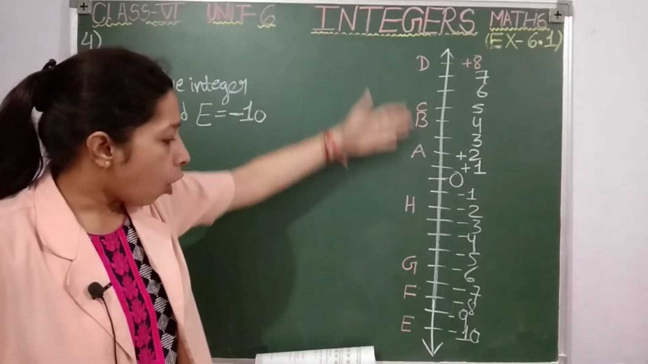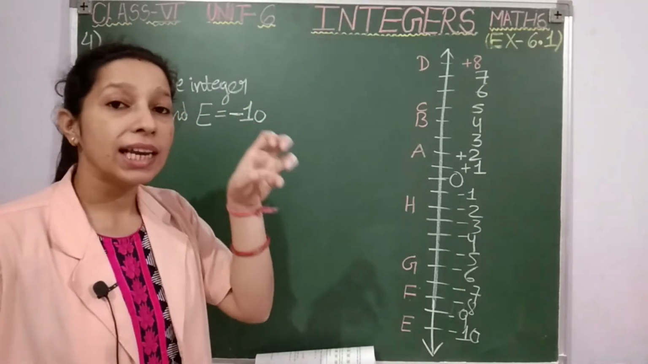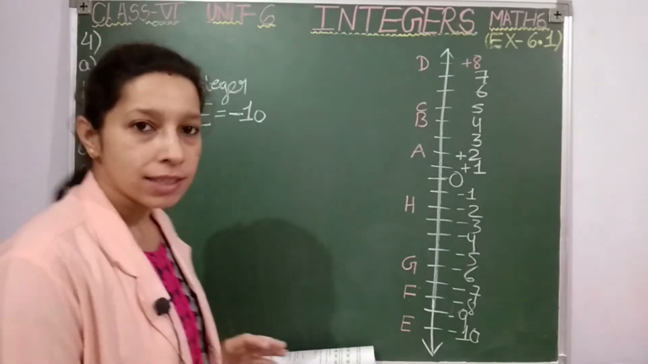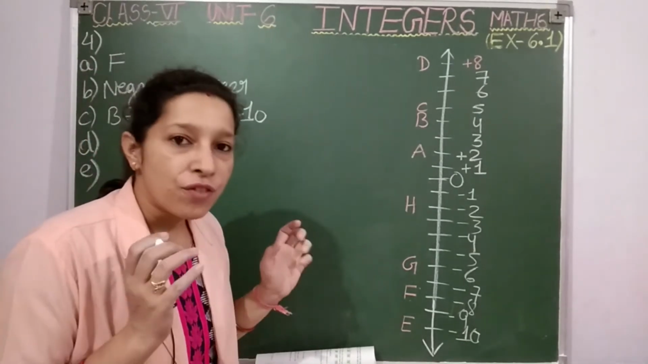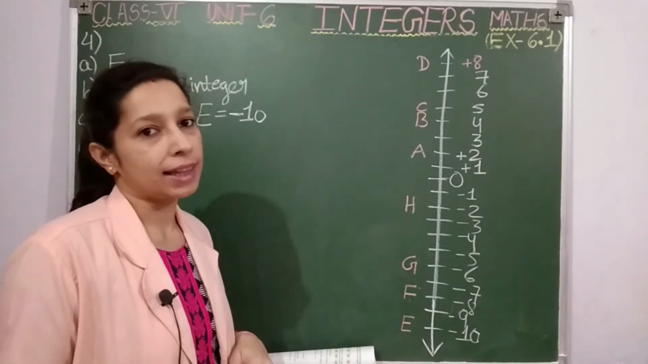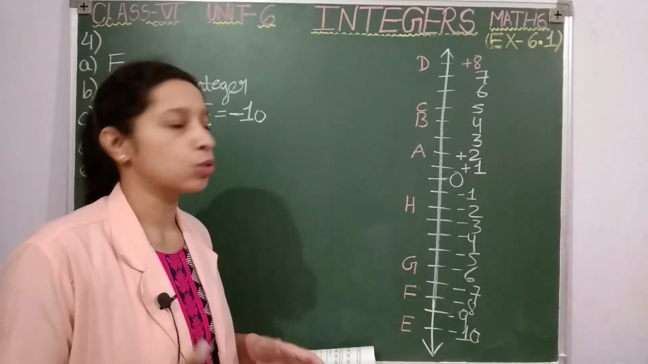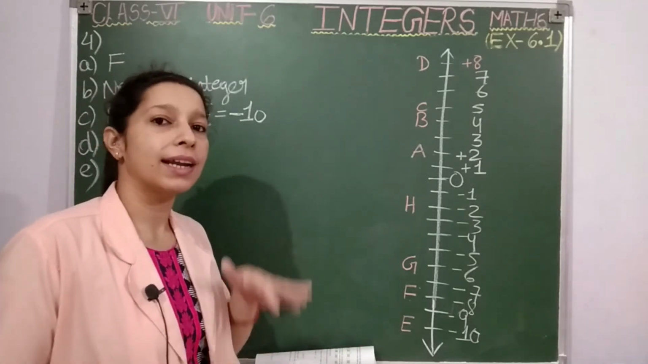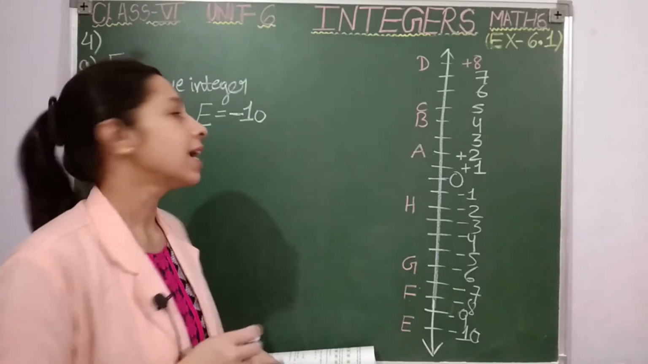So among all these points, which is the least value, students? It is for sure that every positive number is greater than the negative number. Always remember this, students. Every positive integer is greater than the negative integers as well as 0.